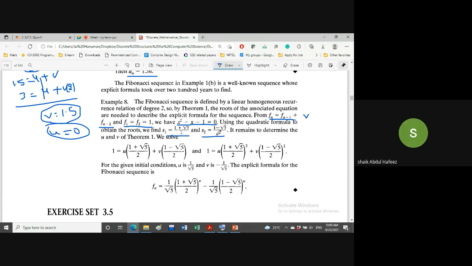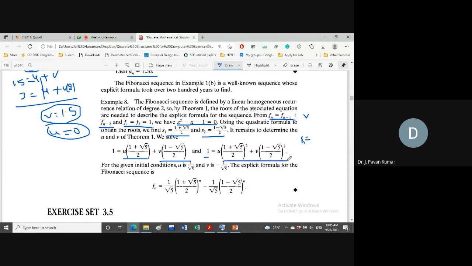Distinct. So if we have distinct roots, then what's the formula? a_n is equal to u into s1 power n plus v into s2 power n. Yes, u into s1 power n, that's what we will take, plus v into s2 power n, and we know f1 is equal to 1, that is, the first value is 1 and the second value is also 1.